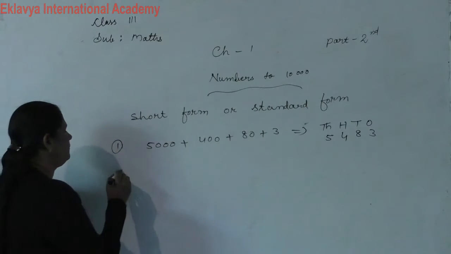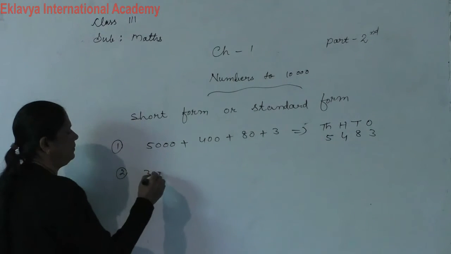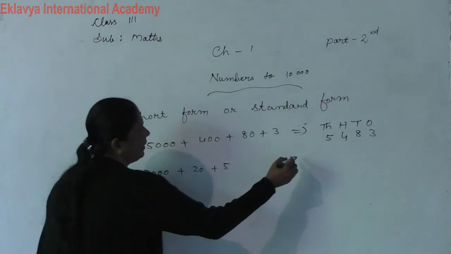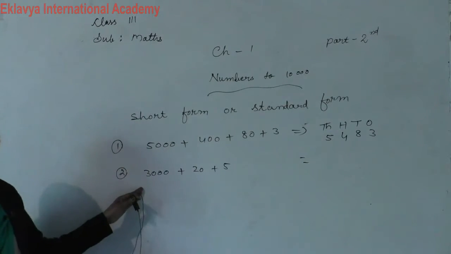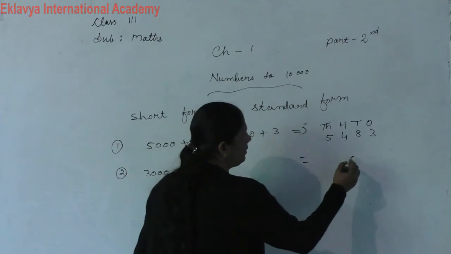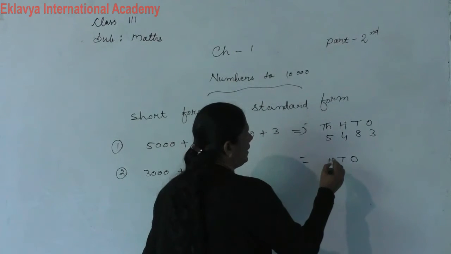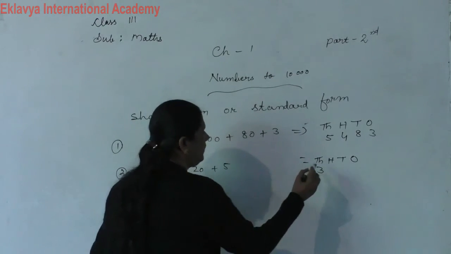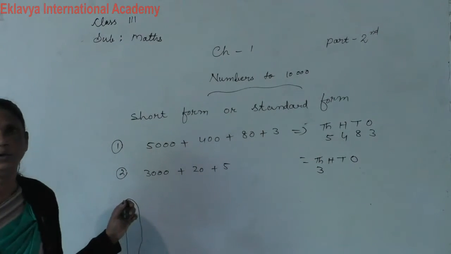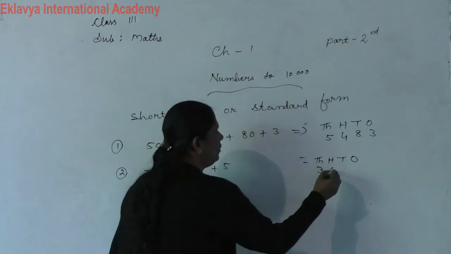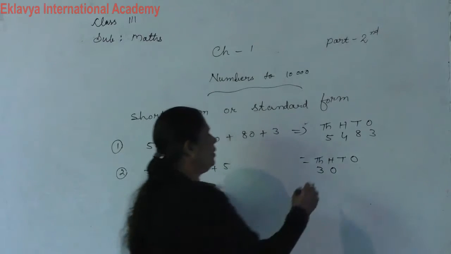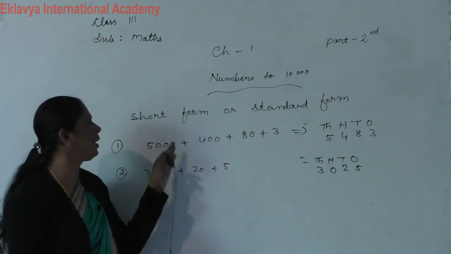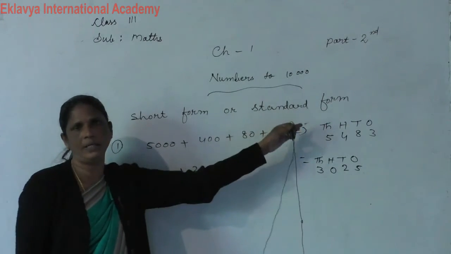Understand? One more question. Here also, which is the highest place? 1000 place. Again you write ones, tens, 100, 1000. Then you write first the 1000 place, 3. Is there any 100 place here? No. You put 0. Then tens place 2. Then ones place 5. Understand? This is how to write the short form or standard form.